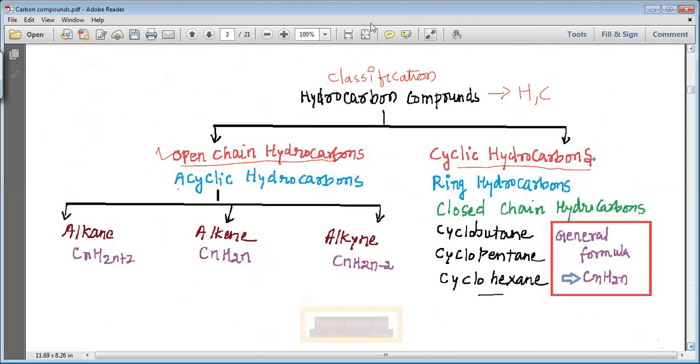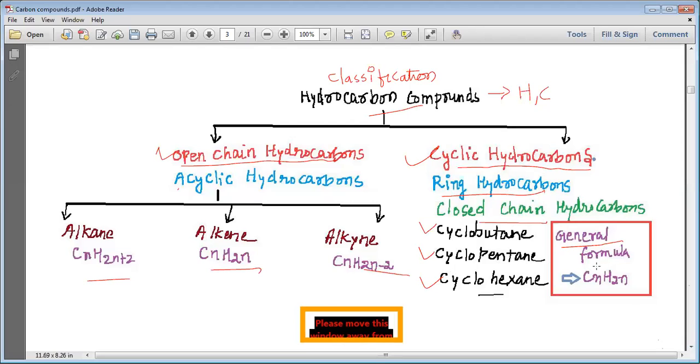Then we studied the classification of hydrocarbons, in which we classified hydrocarbons into open chain and cyclic hydrocarbons, or acyclic and cyclic, or open chain and ring hydrocarbons, or closed chain and open chain hydrocarbons. The open chain hydrocarbons are of three types: alkane, alkene, and alkyne, with general formulas CnH2n+2 for alkane, CnH2n for alkene, and CnH2n-2 for alkyne. Then we studied the cyclic, or ring, or closed chain hydrocarbons. The examples are cyclobutane, cyclopentane, and cyclohexane, and they have the general formula CnH2n.